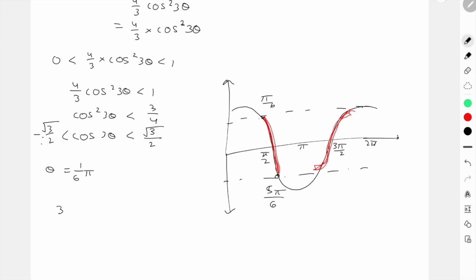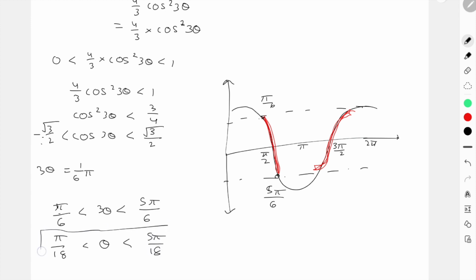And therefore, 3 theta must lie between pi by 6 and 5 pi by 6. And so when you calculate this, you'll get pi by 18 is less than theta is less than 5 pi by 18. So that's the range.